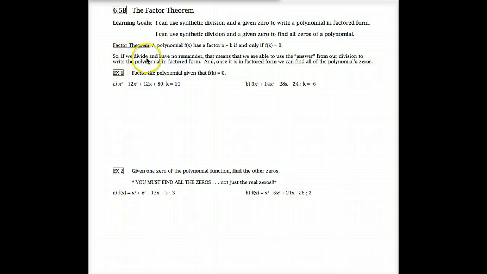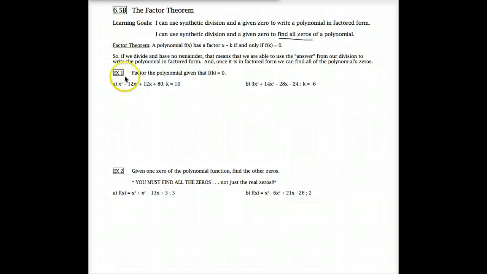So if we divide it and have no remainder, that means we're going to be able to use the answer row from our synthetic division to help us write the polynomial in factored form. That is like a step along the way to being able to meet the second goal, find all zeros, because once it's in factored form, we can solve to find the other zeros.